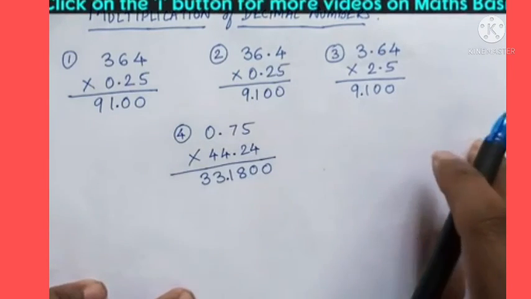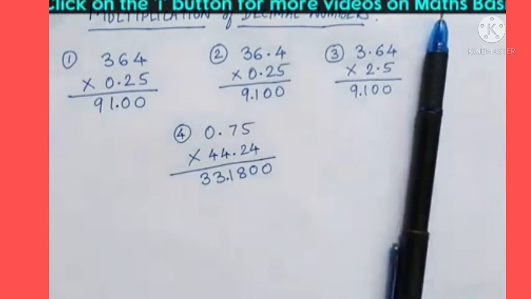I hope the 2 steps involved in multiplication of decimal numbers are now clear to everyone.